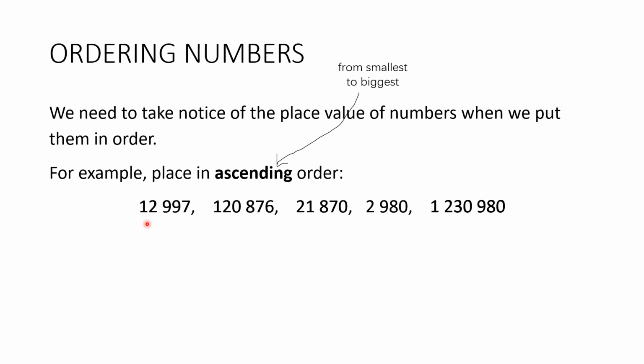We've got 12,997, 120,876, 21,870, 2,980, and 1,230,980. All right, the smallest one is this one here, so it's going to go first.